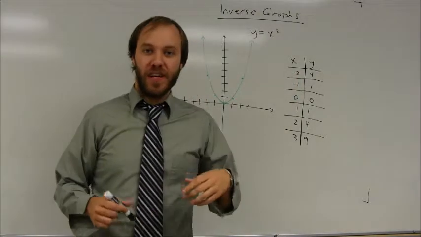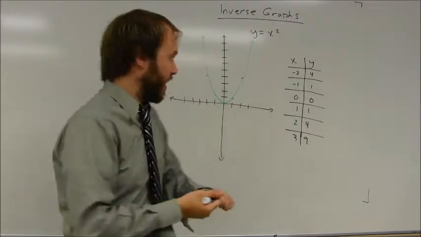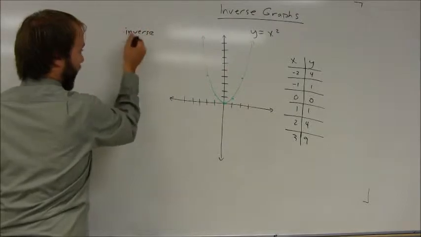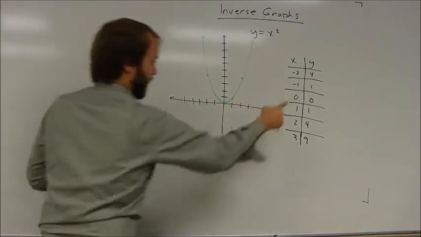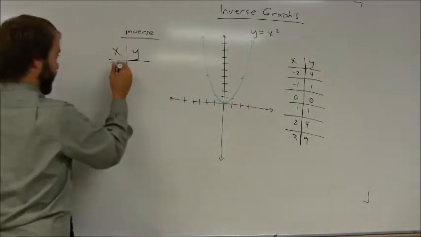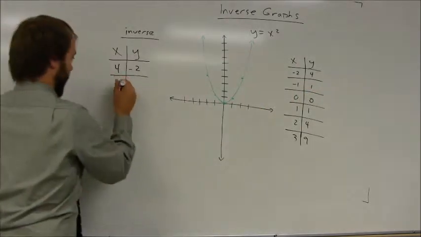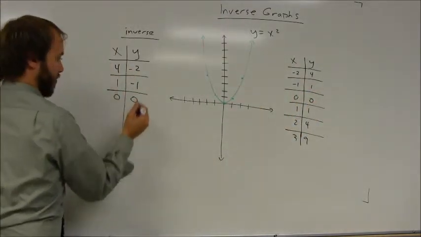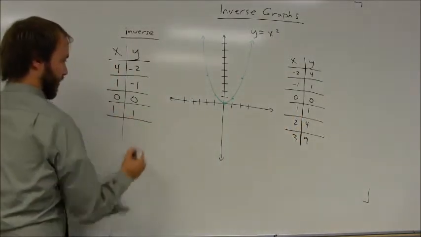The inverse function is just going to switch the input and the output. Again, that's the x and the y variable. So for the inverse function, to make a little table here, when I put in a 4, I'm going to get back a -2. When I put in a 1, I'm going to get back a -1. When I put in a 0, I'm going to get back a 0. Just switching the x's and the y's. 1 and 1, a couple of values here stay the same.